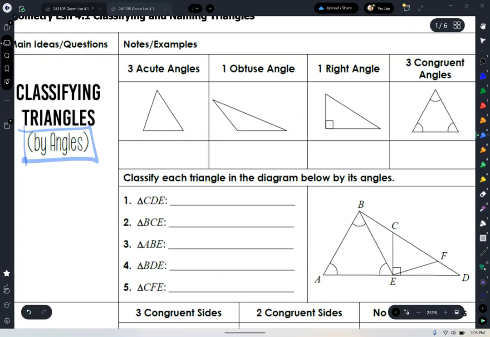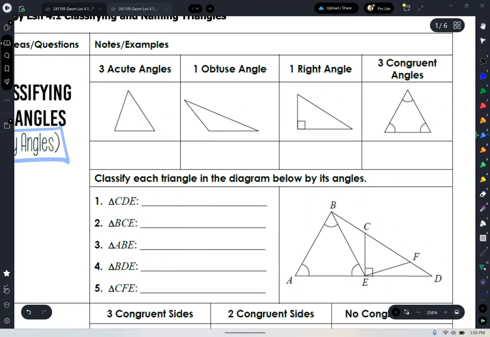All right, so let's start with some triangle examples you have up here. So you can see that we have a triangle that's got three acute angles. Quick, tell your neighbor what it means to have an acute angle. Good. You should have told your neighbor that it's an angle that's less than 90 degrees, right? So if we have a triangle that has three of those, then we just call that simply an acute triangle.